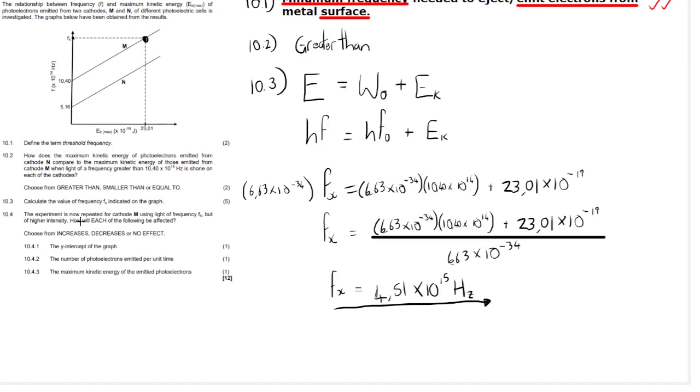10.4, the experiment is now repeated for cathode M. When we look at the graph, this is cathode M up here, using a light of frequency fx, but of higher intensity. How will each of the following be affected?